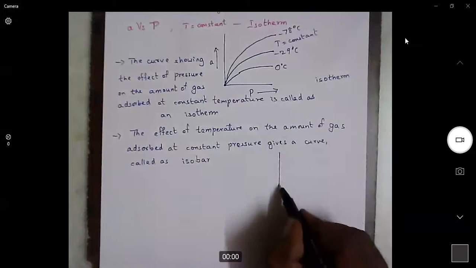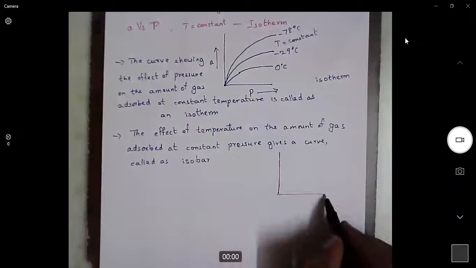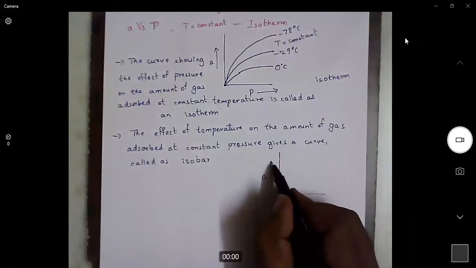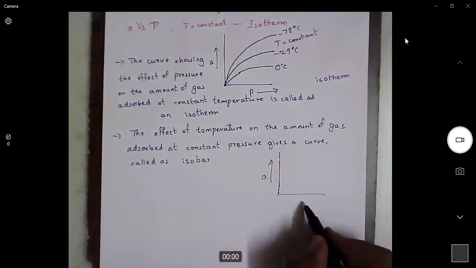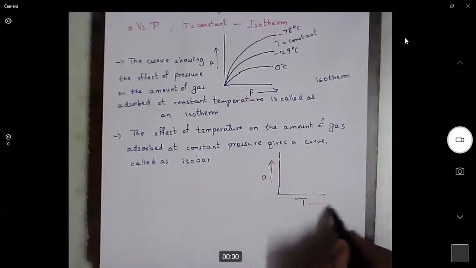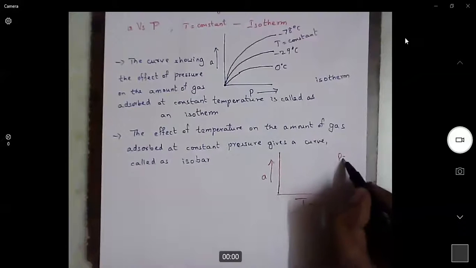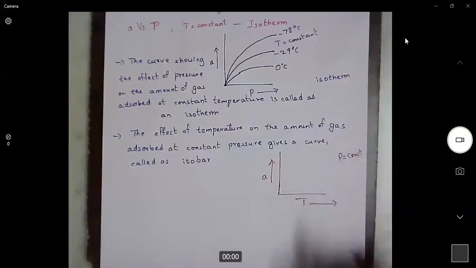I'll draw this graph. On the y-axis, we will take the amount of adsorption. On the x-axis, we will take temperature. And of course, here pressure is constant. So the graph is called an isobar.